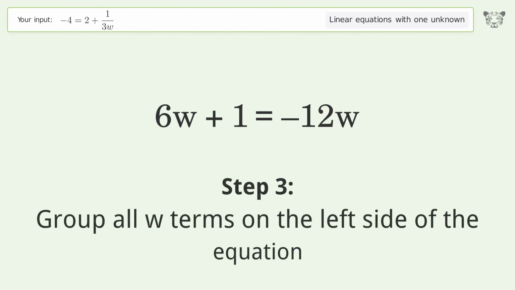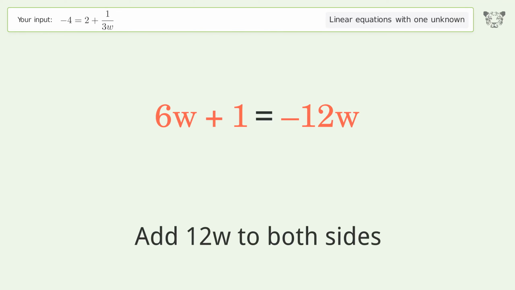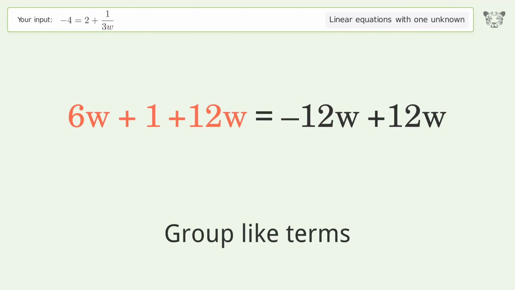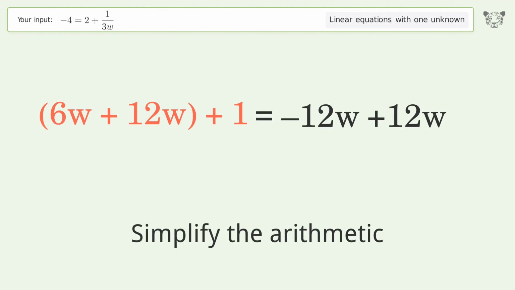Group all w terms on the left side of the equation. Add 12w to both sides. Group like terms. Simplify the arithmetic.